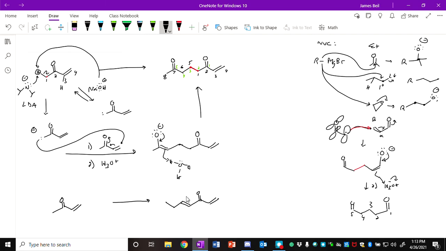Anyone who's on the live feed, does anyone see a problem with that? This part right here? Is there any issue with that anyone can see?